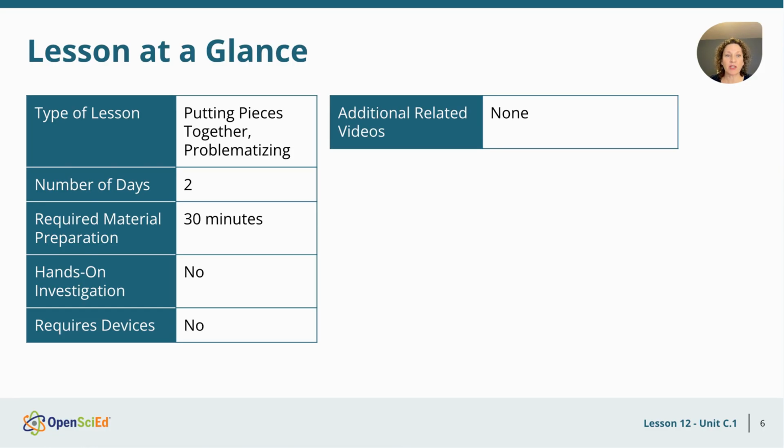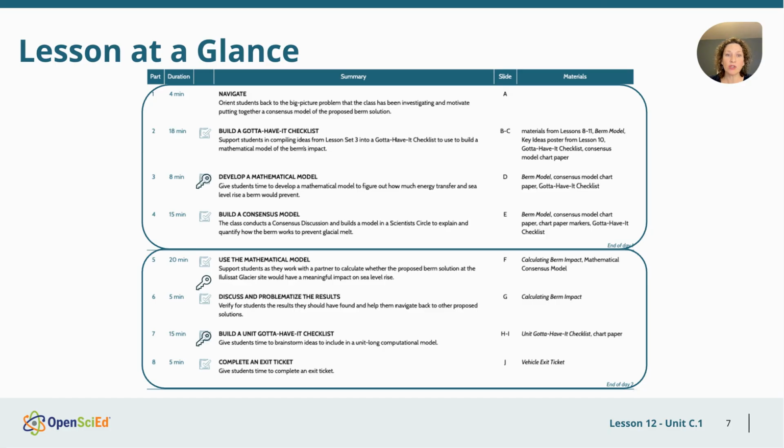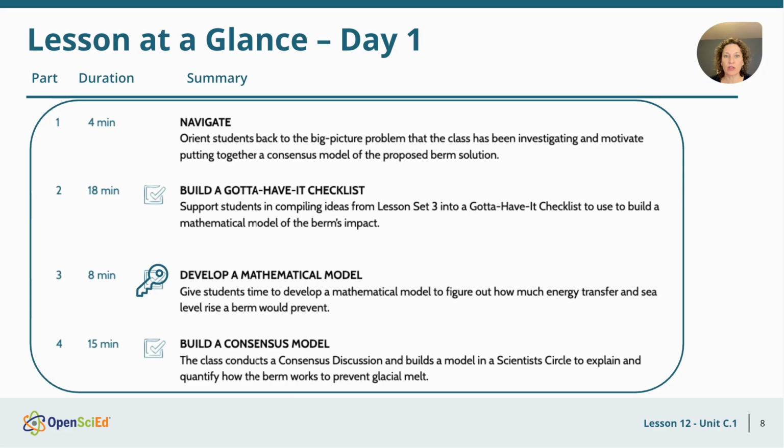The materials preparation for this lesson isn't very extensive. You just need to make some copies and gather chart paper materials, and make sure you locate the berm model key so that you can read it ahead of time, because there's some examples that you might want to use there. There are 2 big sections in this lesson. Let's see what's happening in each.